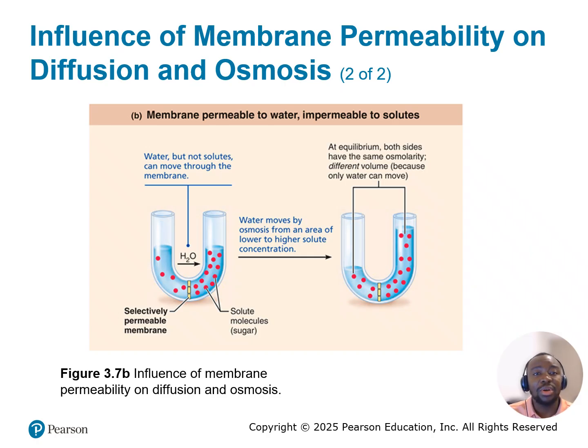The membrane is only permeable to water but impermeable to solutes. So water but not solutes can move through the membrane. Water moves by osmosis from an area of lower solute concentration to an area of higher solute concentration. As a result, both sides have the same osmolarity but different volumes at equilibrium.